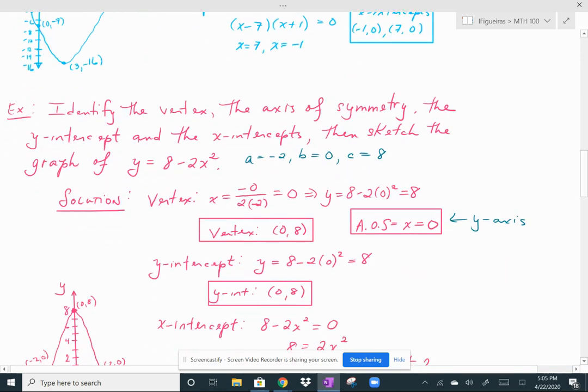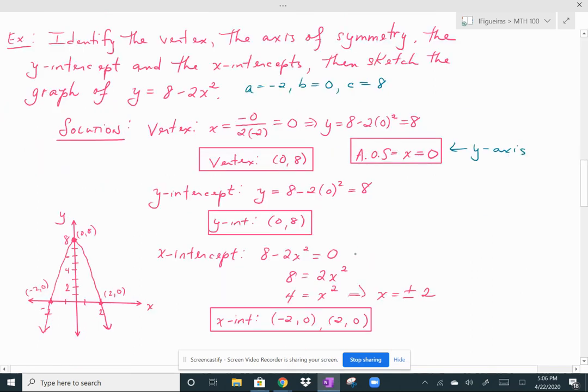Okay, y-intercept. The y-intercept is when x is equal to 0. Well, coincidentally, my y-intercept is also my vertex. So far, I only have one point to plot. X-intercepts. We find x-intercepts by letting the function equal 0. That's what you see here.